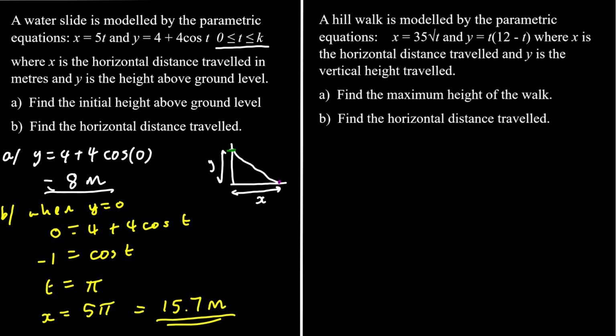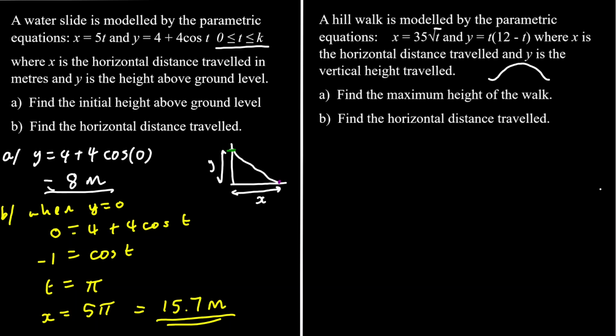One question for you to try. See if you can give it a go. A hill walk is modelled by the parametric equations x equals 35 square root t, and y equals t times 12 minus t, where x is the horizontal distance travelled and y is the vertical height. So we're walking over a hill.